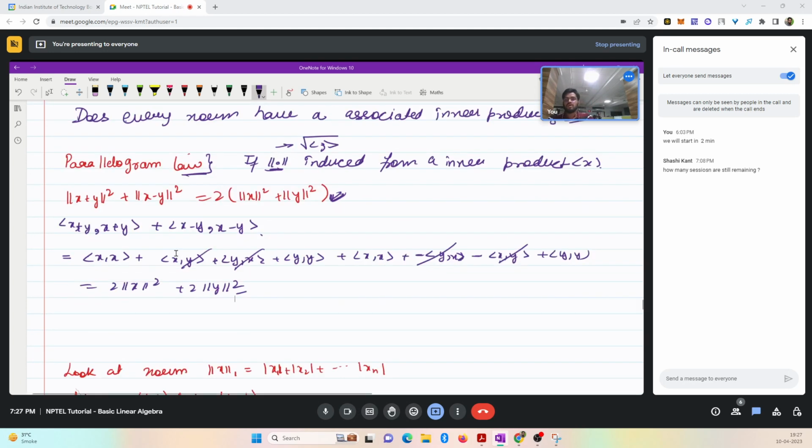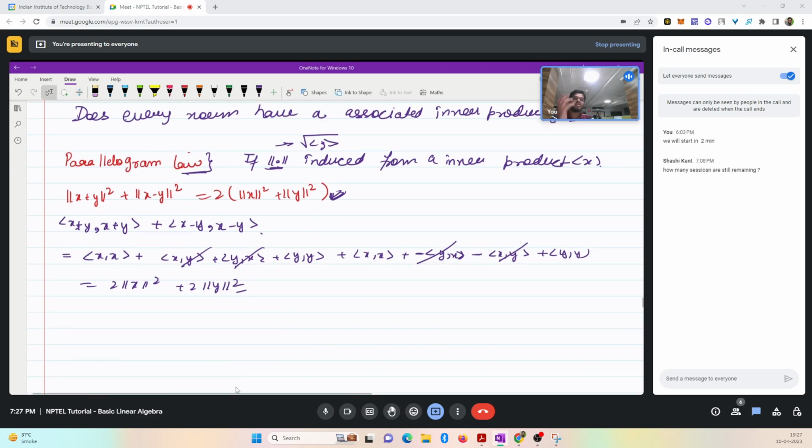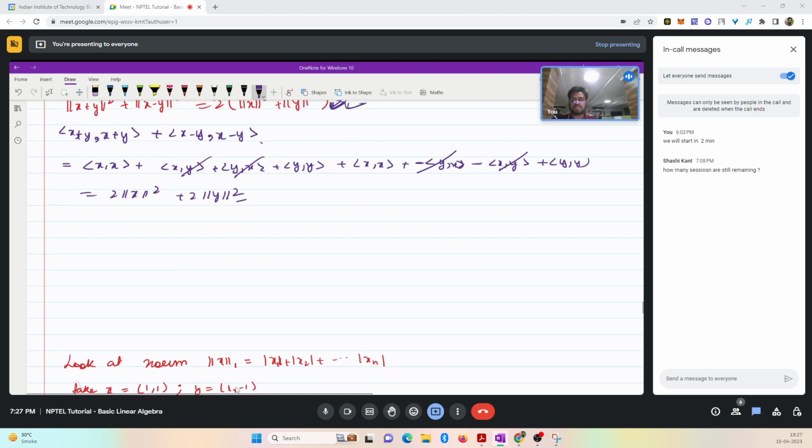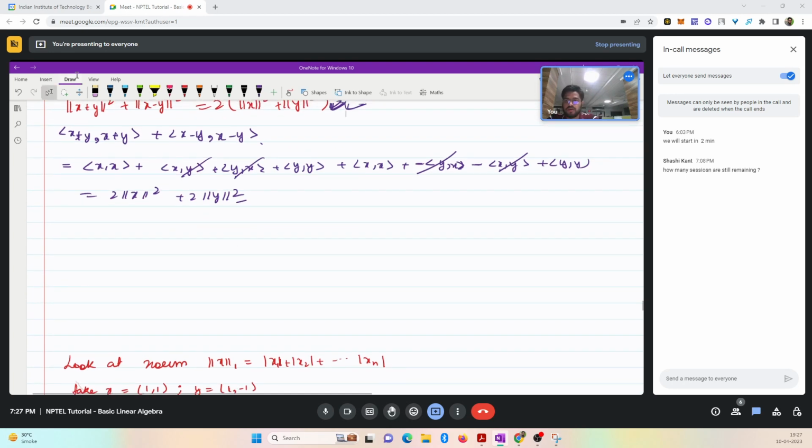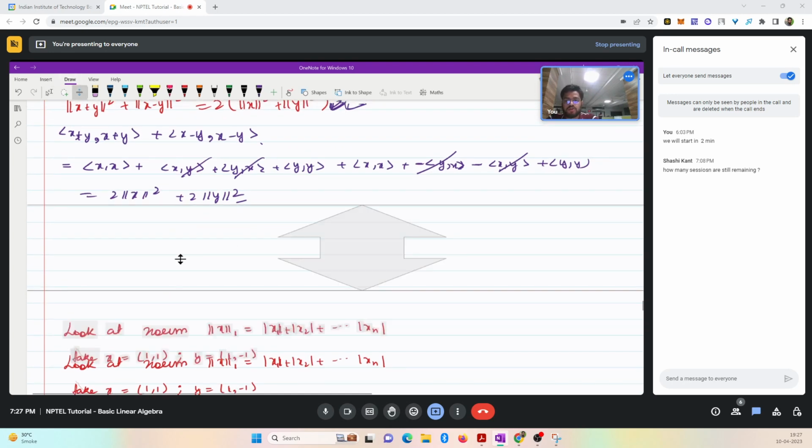Okay. So what I meant is, if you have any norm that is derived from this inner product space, then that should satisfy this kind of property. So if you have some norm that is not satisfying this property, then that would mean that it is not derived from some inner product space. Okay. So we will present an example of a norm that is not derived from an inner product.